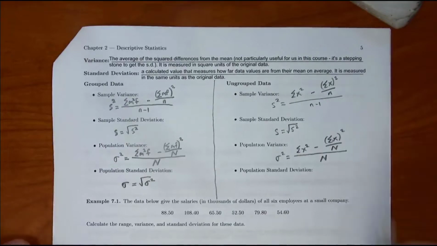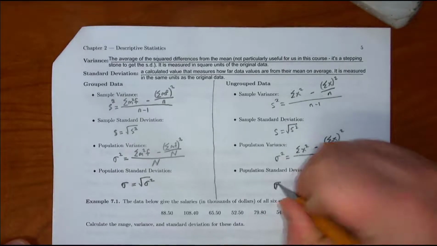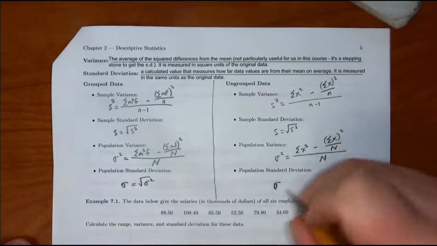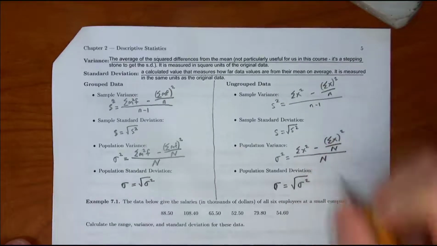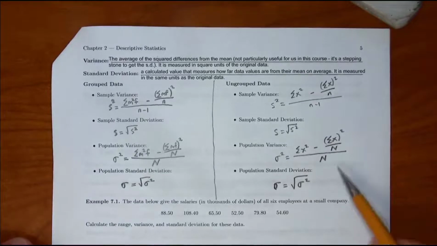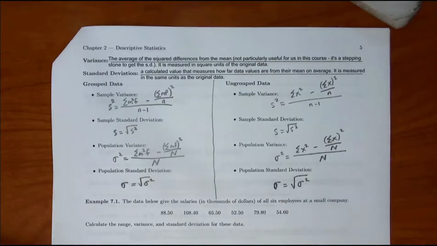Now, population standard deviation has the formula sigma, just like over here. And all you have to do is take the square root of your population variance. So, get this answer, take the square root. That's how you get population standard deviation. Okay? All right, let's use some of these formulas.